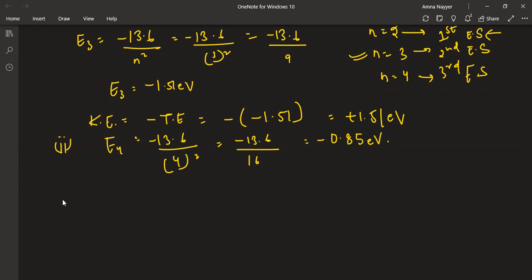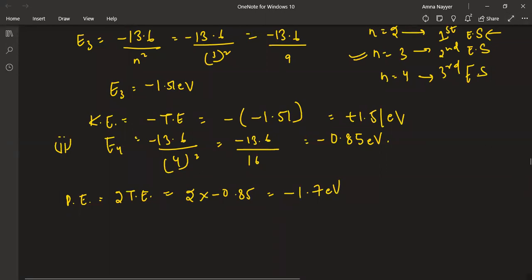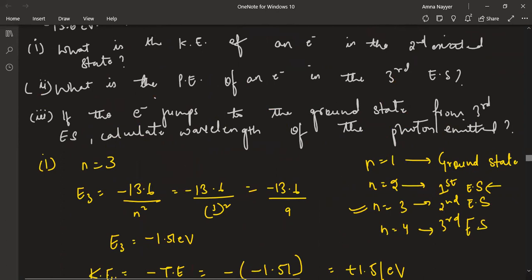Now you have to find out the potential energy. See, potential energy is twice that of total energy. So just double it, 2 into minus 0.85. That will become minus 1.7 electron volt. We have the answer. The third part says, if the electron jumps to the ground state from the third excited state, class, what is the ground state?